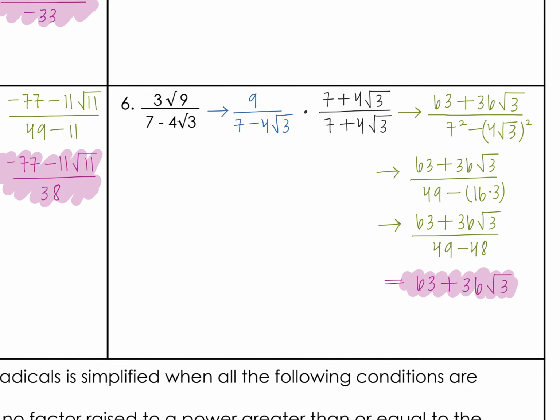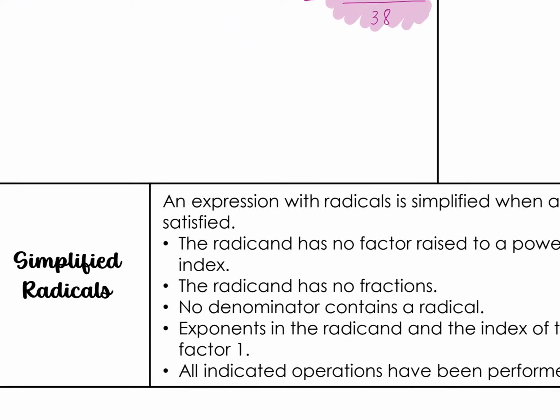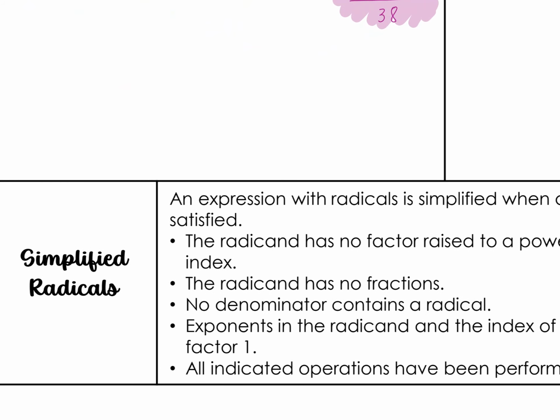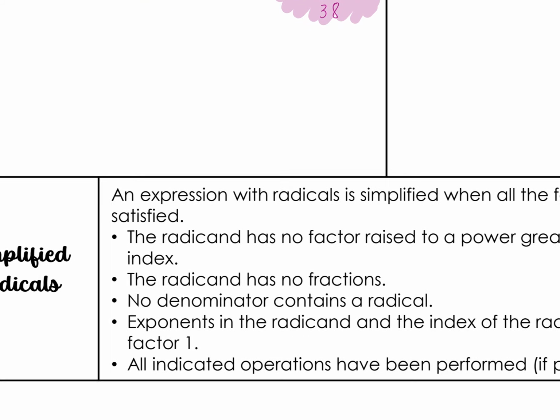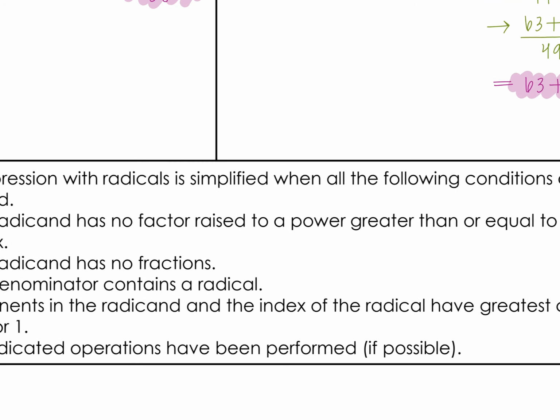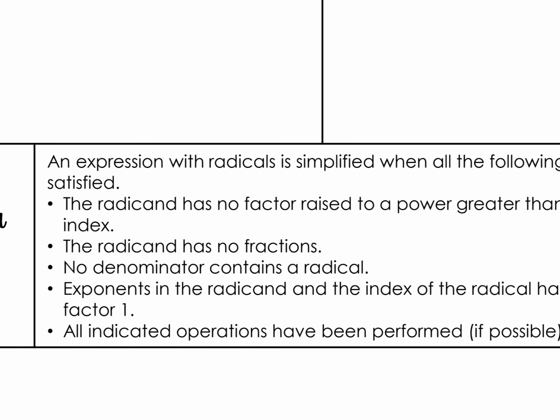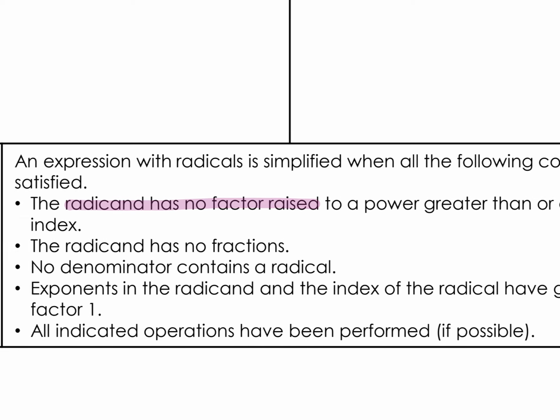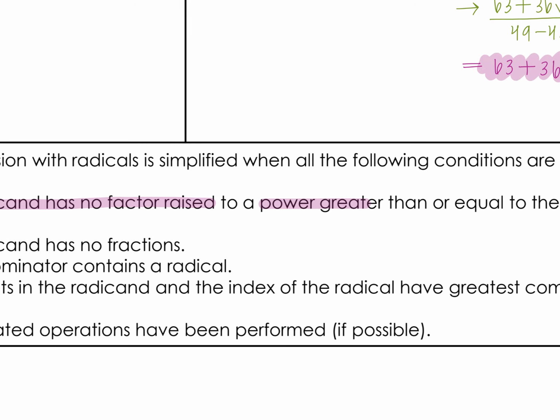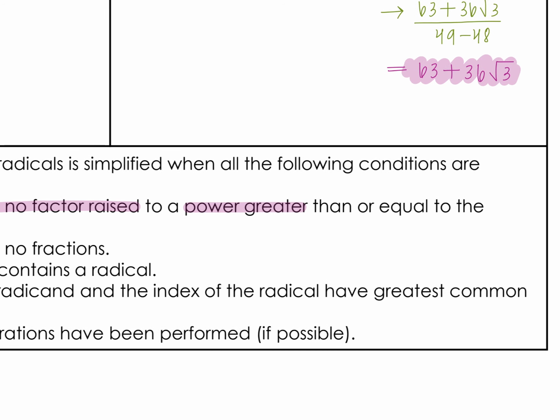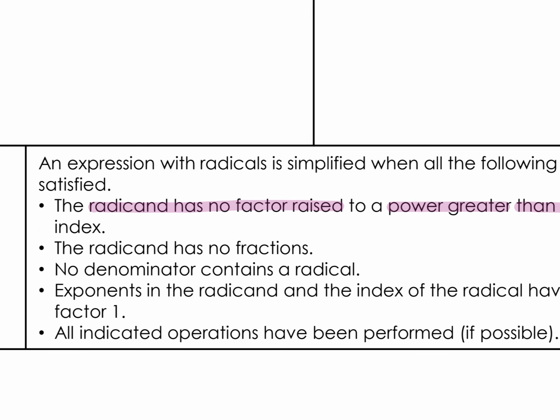Okay, we do just have a little bit down here of just going over simplified radicals basics. So we have an expression with radicals is simplified when all of the following conditions are satisfied. Okay, so some key things are going to be the radicand has no factor raised to the power greater than or equal to the index. Okay, in that sense, it just means you fully simplify the radical.